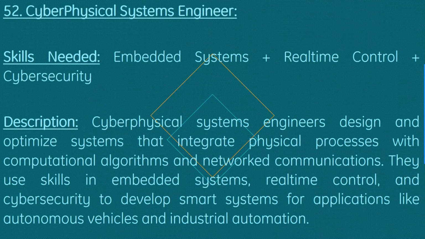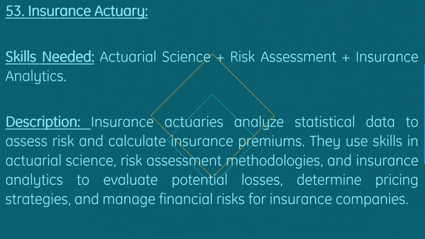Moving on, we have cyber physical system engineering, where the skills needed are embedded systems, real time control, and cybersecurity. Cyber physical system engineers design and optimize systems that integrate physical processes with computational algorithms and networked communication. They use skills in embedded systems, real time control, and cybersecurity to develop smart systems for applications like autonomous vehicles and industrial automation.